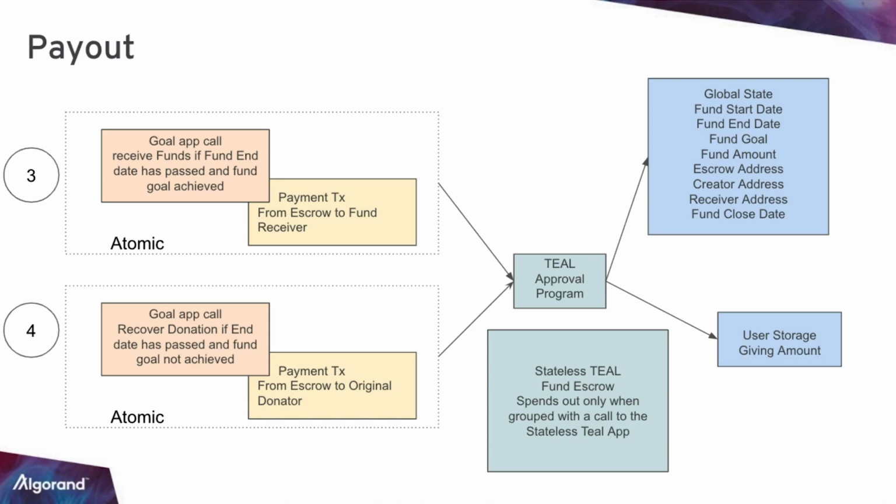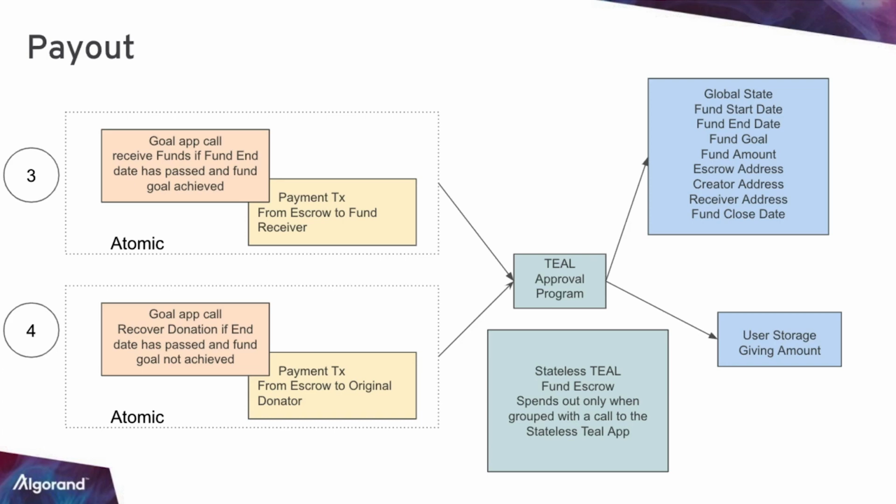And then in step 4 here, this is if your fund doesn't make the goal. What this allows is you to atomically group two transactions for anybody that donated to receive their funds back. So they make a call to the crowdfunding smart contract and say, hey, I want my money back. If it's past the fund end date and the amount raised is less than the fund goal, then they can get their original donation back.